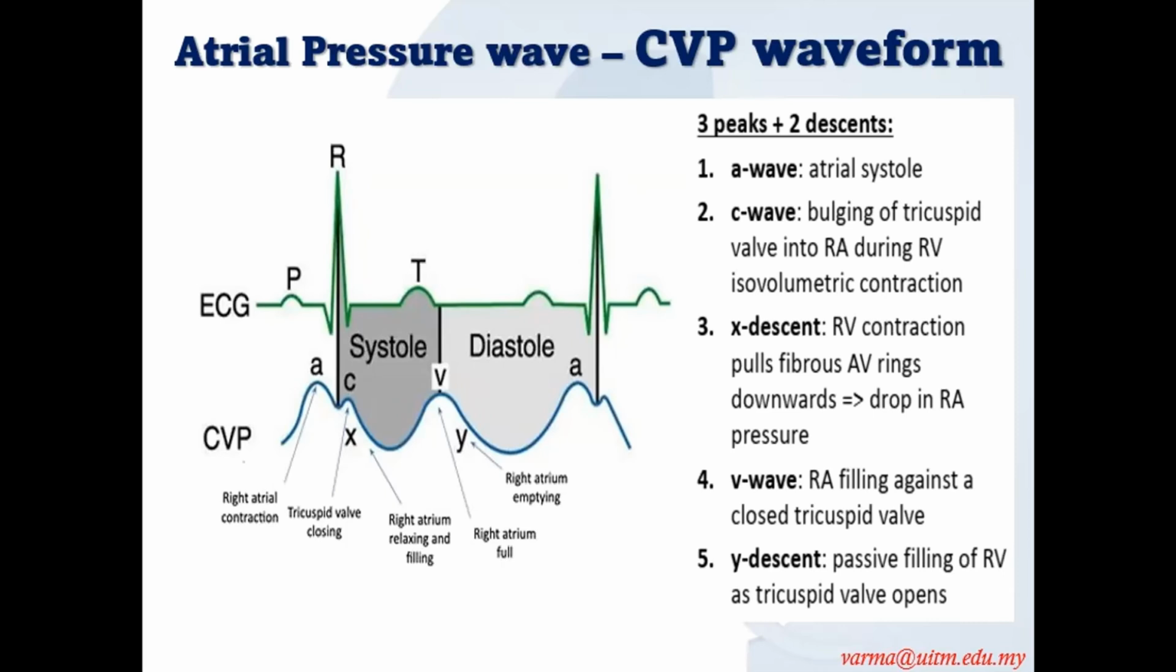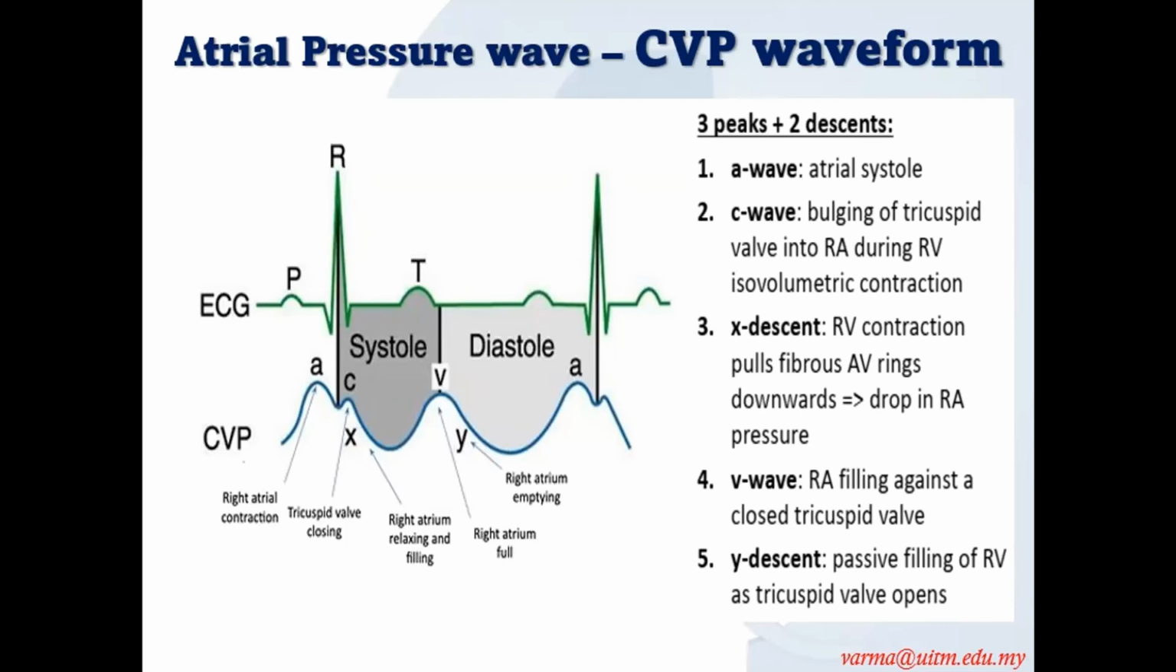Now the RV is a cavity that is closed from below and above. The pulmonary valve is closed, the tricuspid valve is closed. RA is being filled now with venous return. So when the RA is being filled against a closed tricuspid valve, it causes this increase in pressure. So the V stands for venous return, or filling of the atrium. Then finally, your Y descent is the passive filling of RV as the tricuspid valve opens.